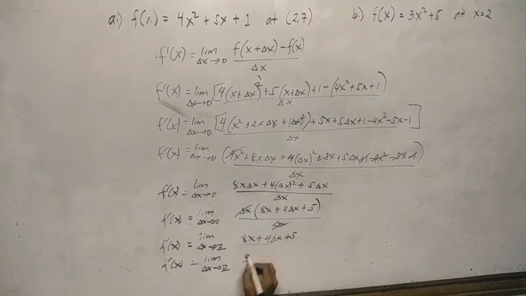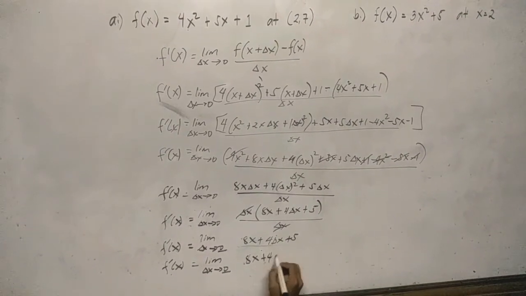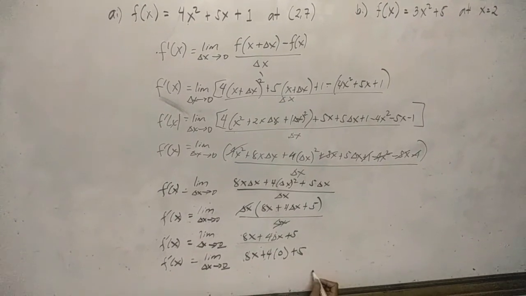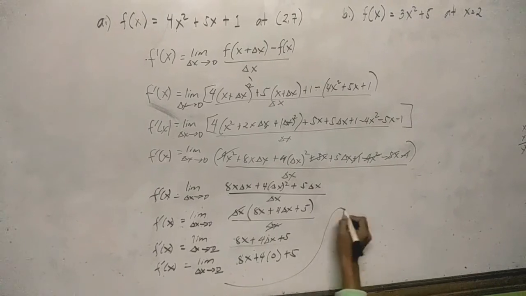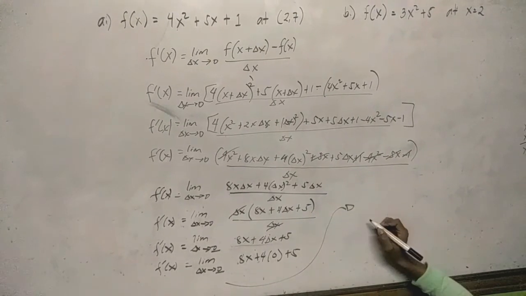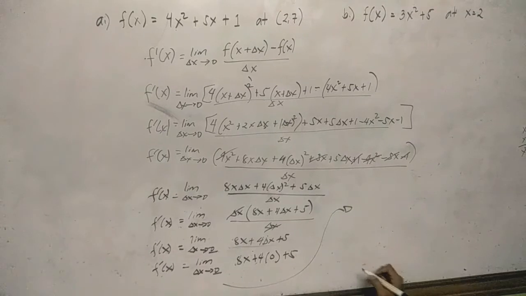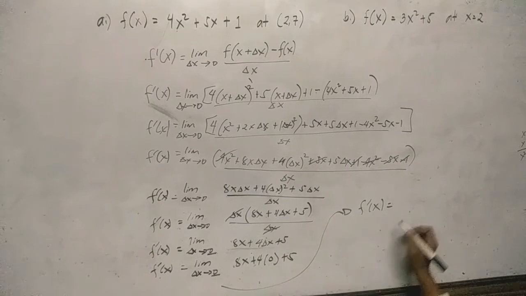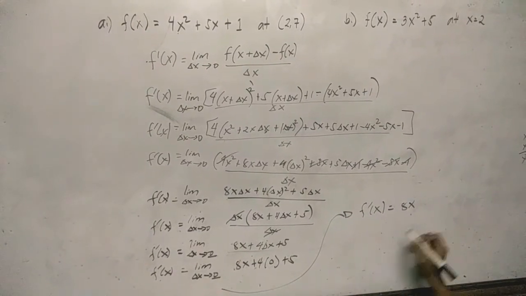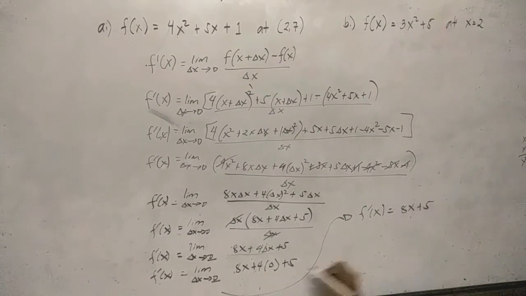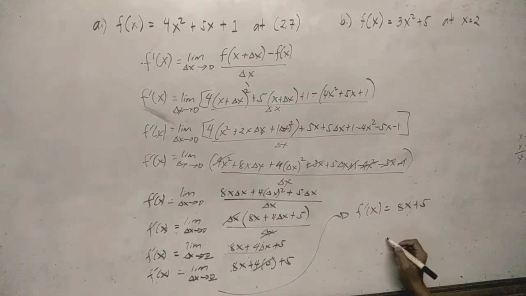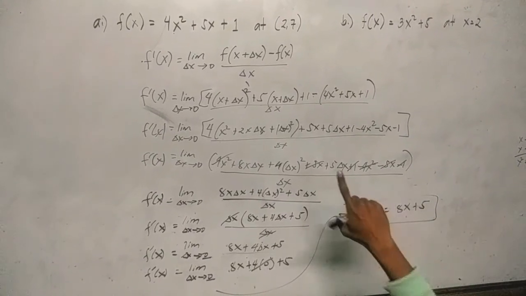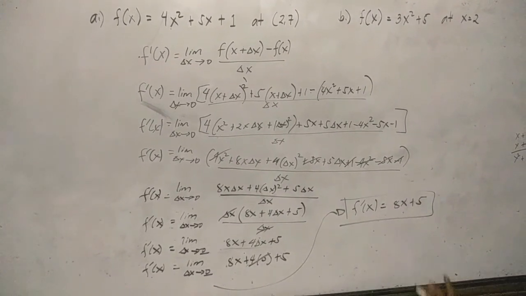So, gagamitin natin na yung 0. I-substitute natin. We have 8x plus 4 equal to 0. Then, plus 5. Okay? So, ang mangyari, we have f prime of x is equal to 8x plus, okay, 5 kasi 0 naman yan. Okay? So, ito ngayon na sagot niya.